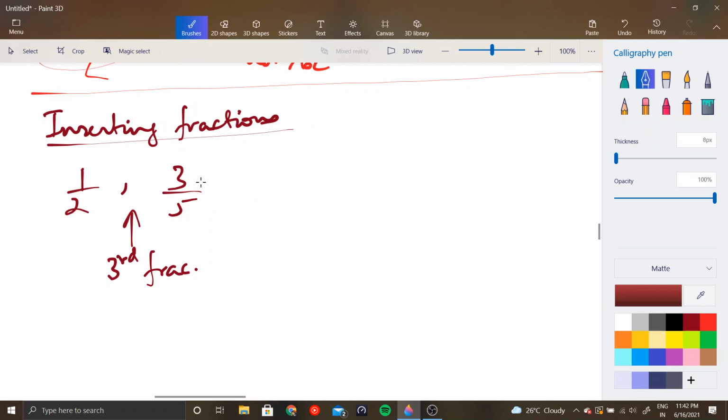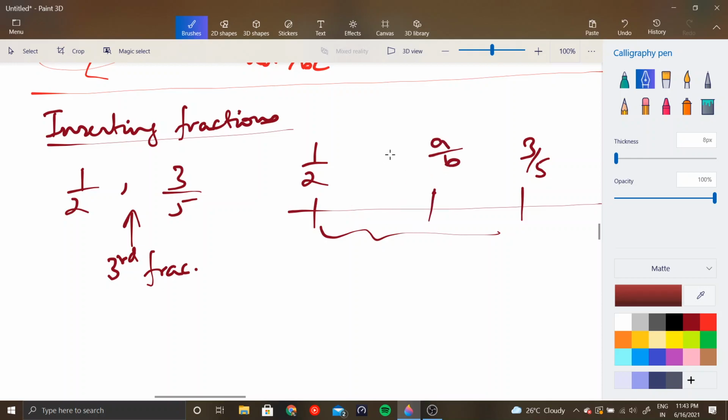It means that you have this value 1 by 2. Let's plot it on the number line. You have 1 by 2, you have 3 by 5. So you need to plot a fraction somewhere in between these points. It can be here, it can be anywhere. For simplicity, I am taking it to be here. You need a fraction a by b which is greater than half and less than 3 by 5. So you need to insert a fraction in between half and 3 by 5.